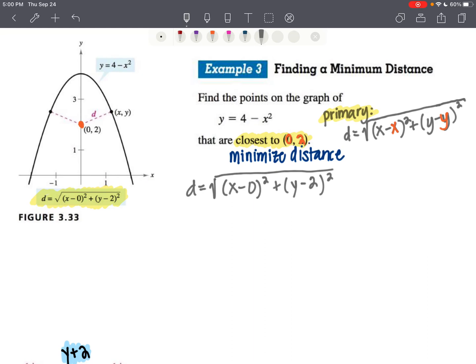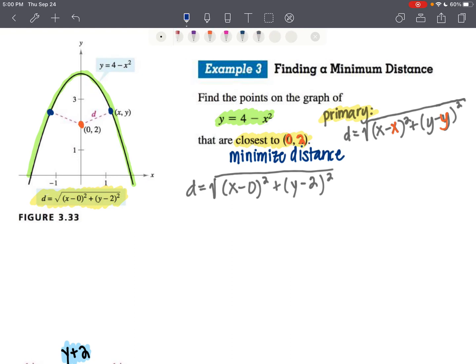This equation has one too many variables. It has an x, a y, and then of course d for distance. We need to get rid of one of those variables, and it just so happens that they gave us another equation, 4 minus x squared. That happens to be the curve on which all of the points that could be a minimum distance from (0, 2) lie. And there's actually going to be two of them. There's going to be that one and that one. We just don't know where exactly they are.